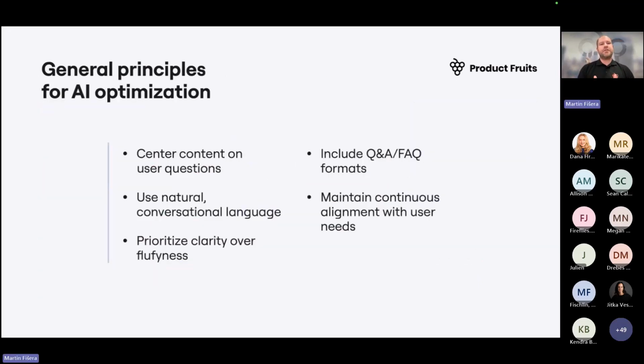So what are the general principles for AI optimization of your content, of your knowledge base? Some very specific points, and I hope some of those are quite obvious already. You need to center content on your user questions. When you're writing and organizing the articles, think of a user asking the question. If the user asks how to install something or how to achieve something, the article should be written in a way that directly answers that question.